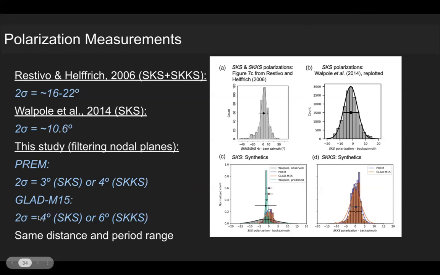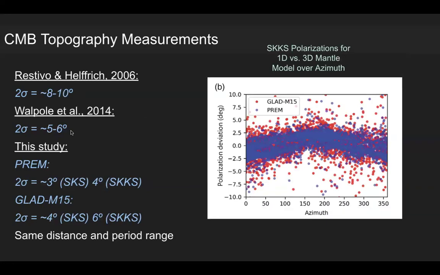So mantle heterogeneities don't add enough polarization anomalies to explain all of this, but I will warn you that GLADEN 15 is a very smooth model, with very large features, and it only has a resolution down to 17 seconds. So if there are any future FWI models of the Earth's mantle, we might be able to produce larger anomalies if we have smaller scale heterogeneity. So that's what we see. We can't completely reproduce the 10 degrees. I didn't update these numbers, but they should be higher.